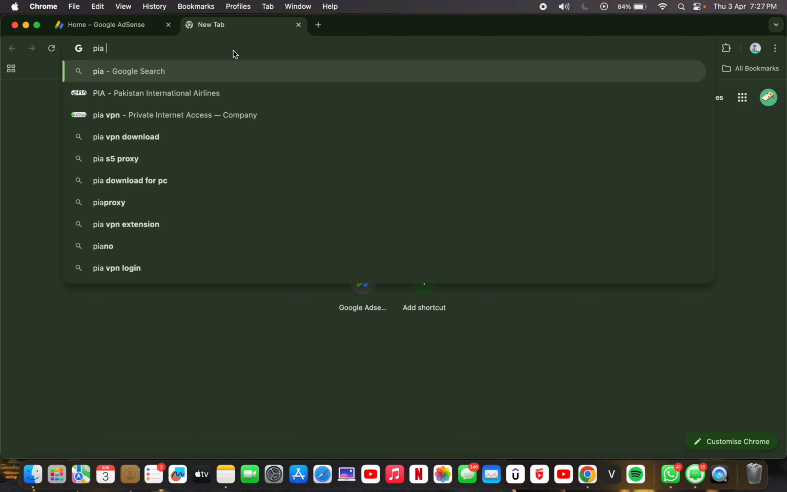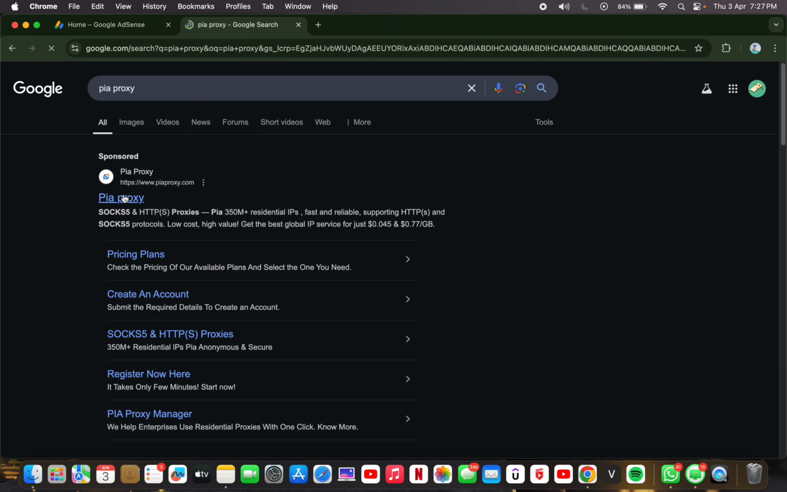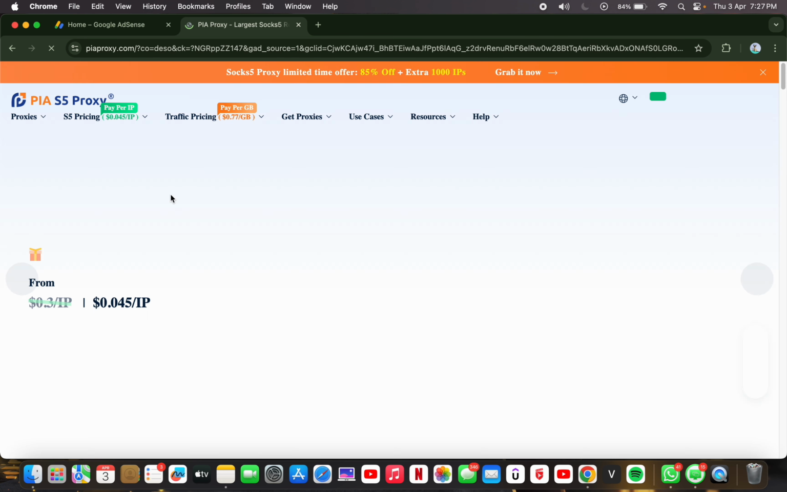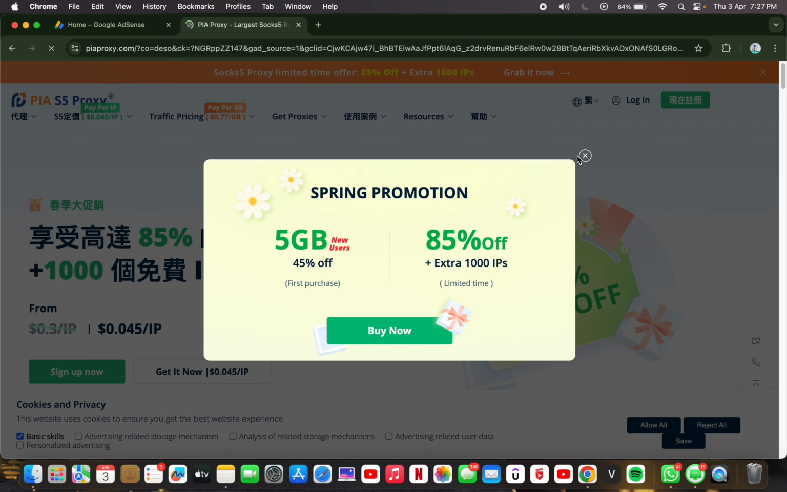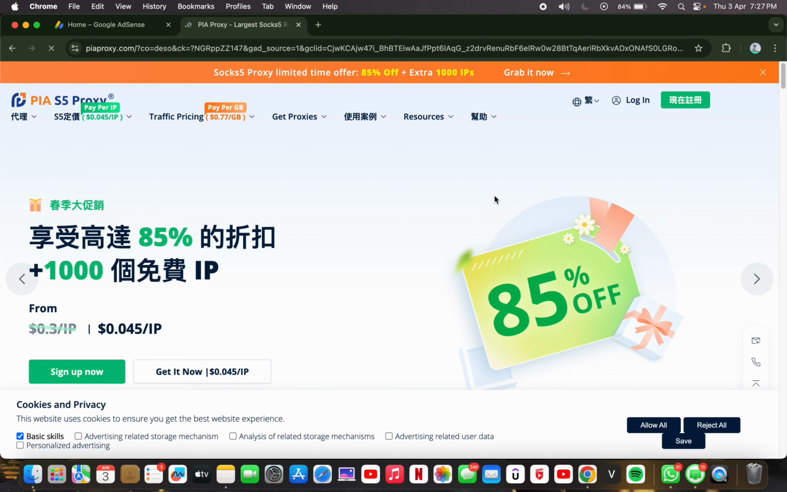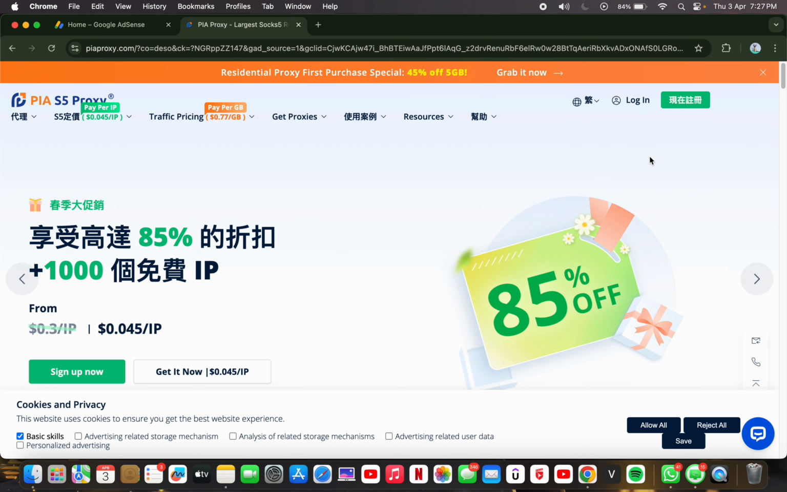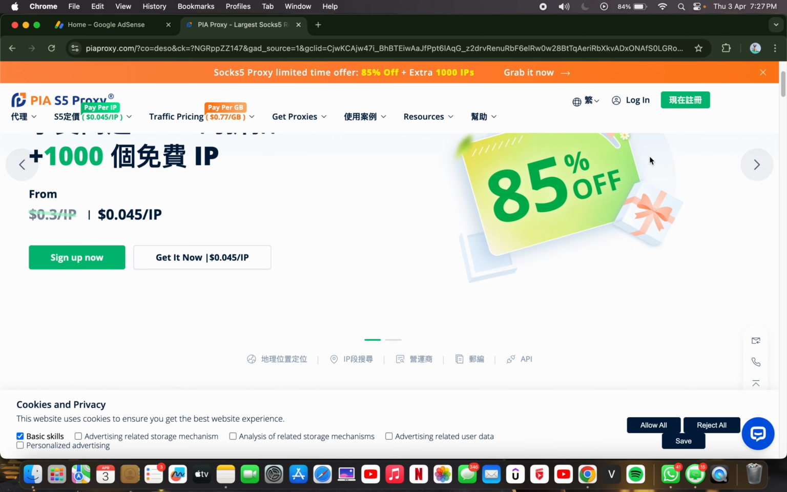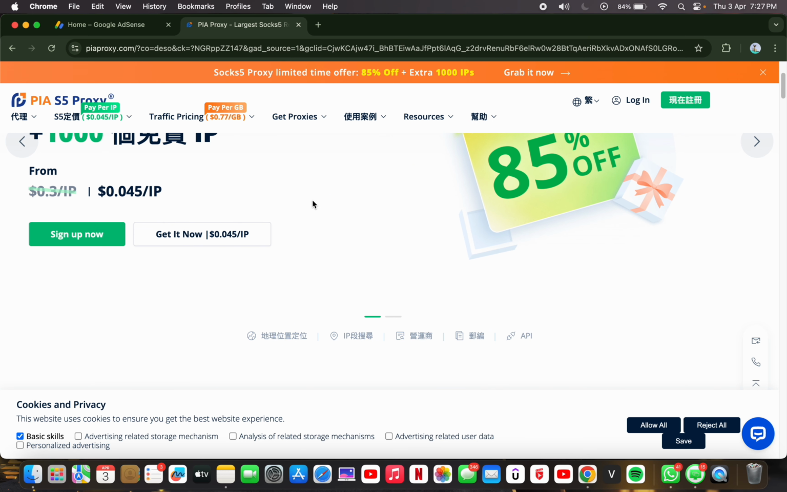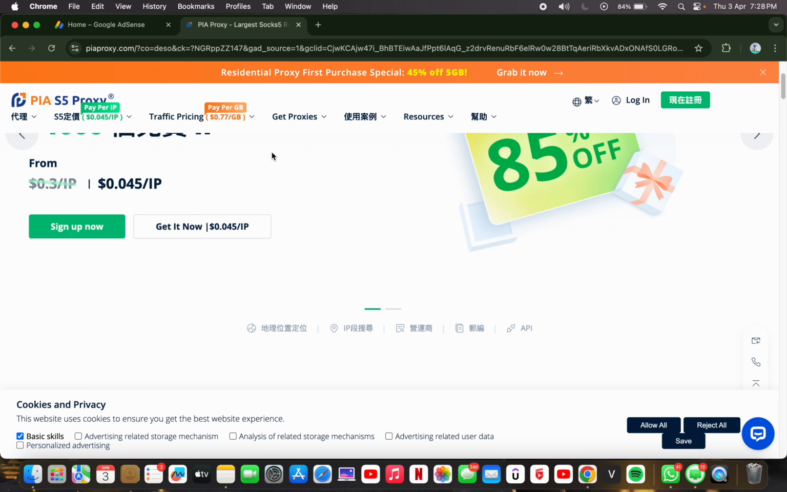You can see PI proxy over here. This proxy is made from China, so I make use of this proxy too. All the proxies I'm showing you guys on this channel are proxies I have tested on different accounts and have received different results. So the first proxy on my list is PI proxy.